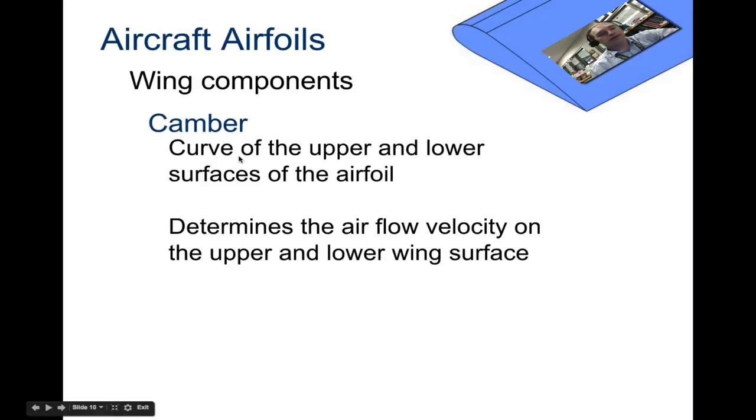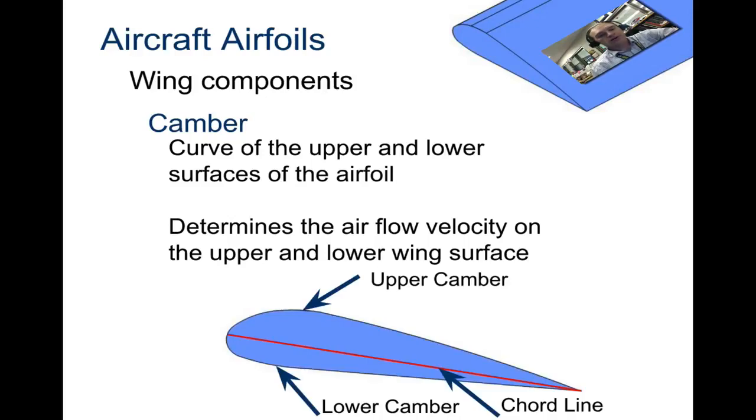The camber, or camber, depending on which pronunciation you go with, is a curve of the upper and lower surfaces of the airfoil, and it determines the air velocity on the upper and lower wing surface. So we have an upper camber right here, and the lower one is not quite as curved. It's a little bit smoother. So this is an asymmetric. It is not symmetric, so it's asymmetric. And then your chord line is in the middle. So please label upper and lower camber, and then make sure your chord line is in there.